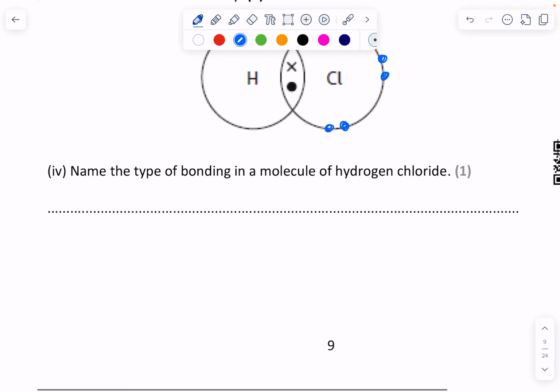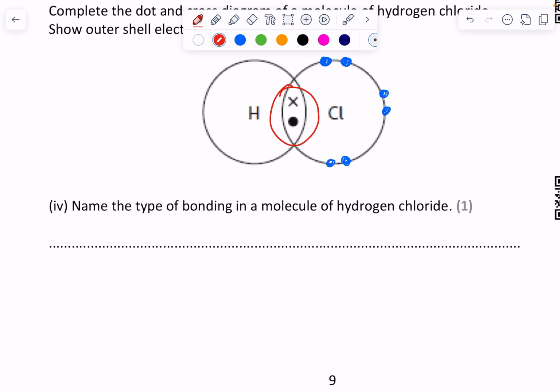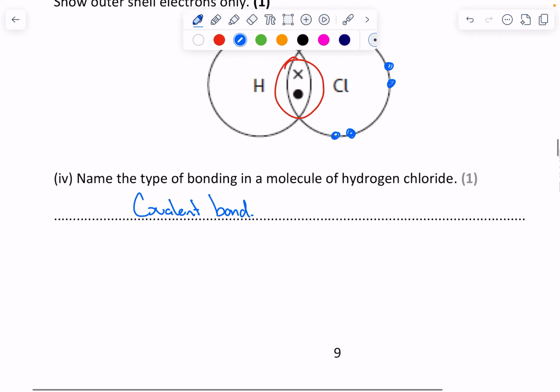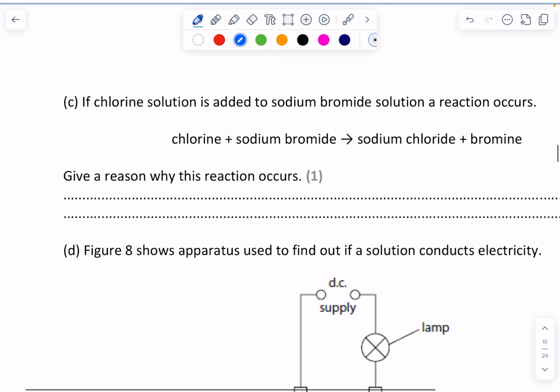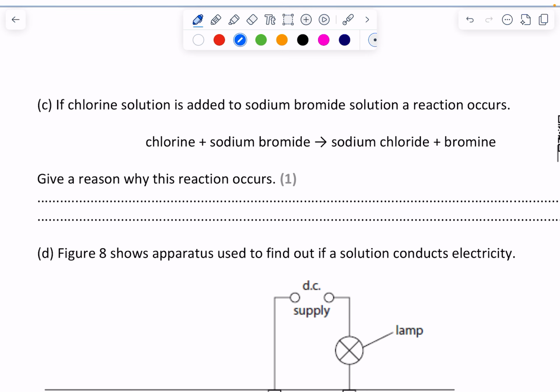Just 1 mark. Name the type of bonding shown. So here you've got 2 electrons being shared between the atoms. So when we have 2 electrons being shared, that is a covalent bond. Then we're told if a solution of chlorine is added to sodium bromide, a reaction occurs. Give a reason why this reaction occurs. So what's happening here is the chlorine is more reactive than the bromine, and that's leading to displacement.